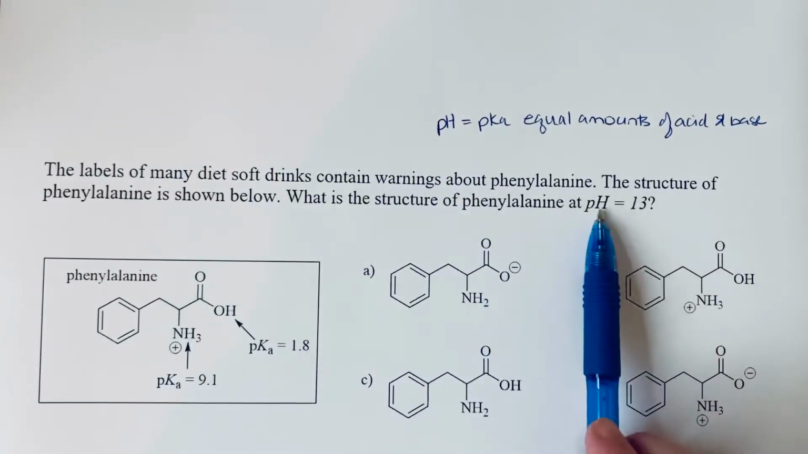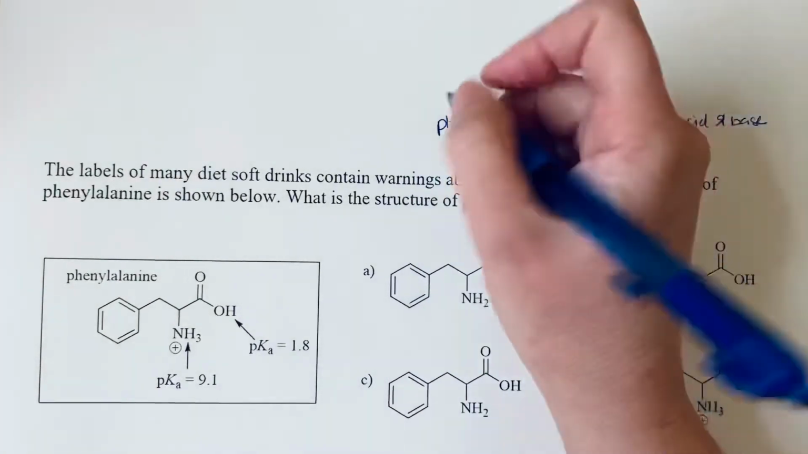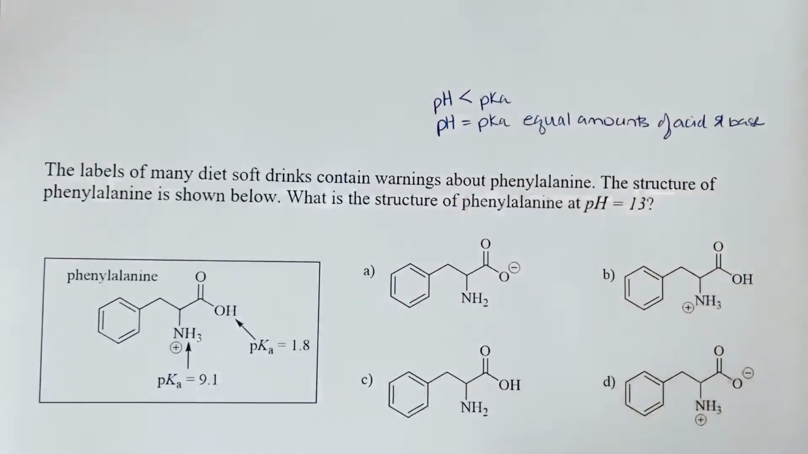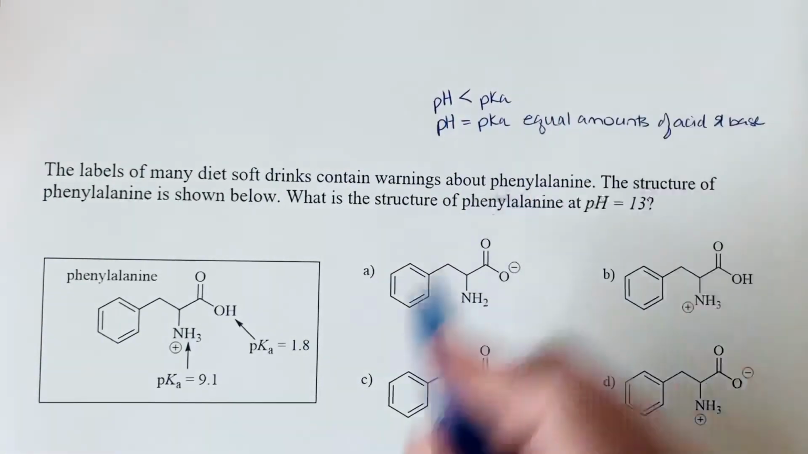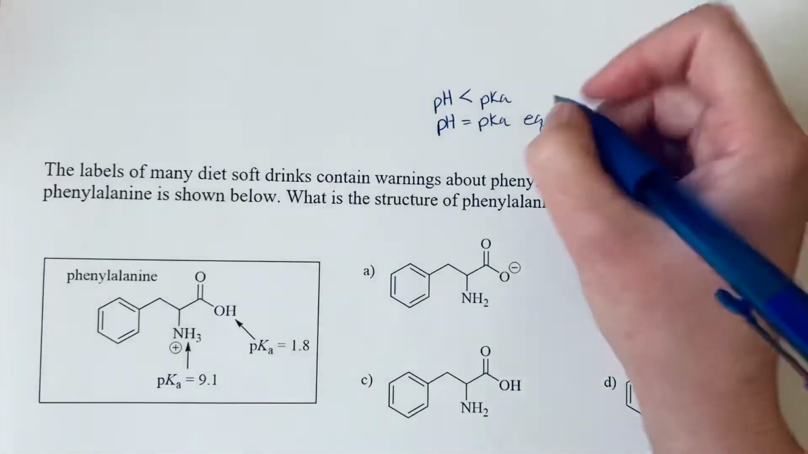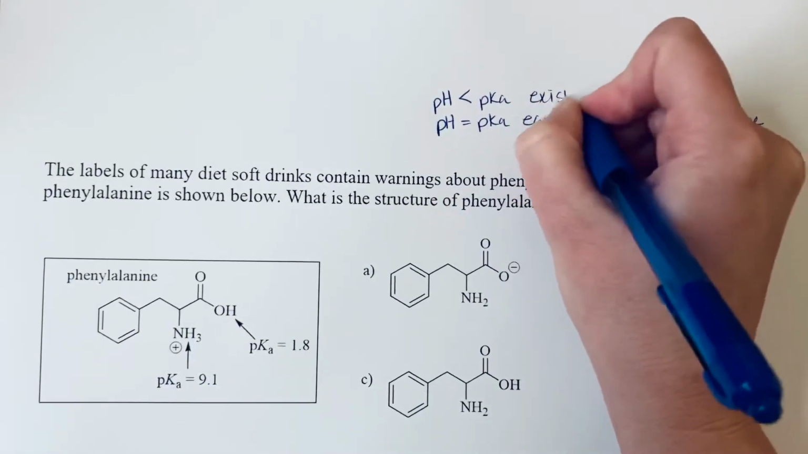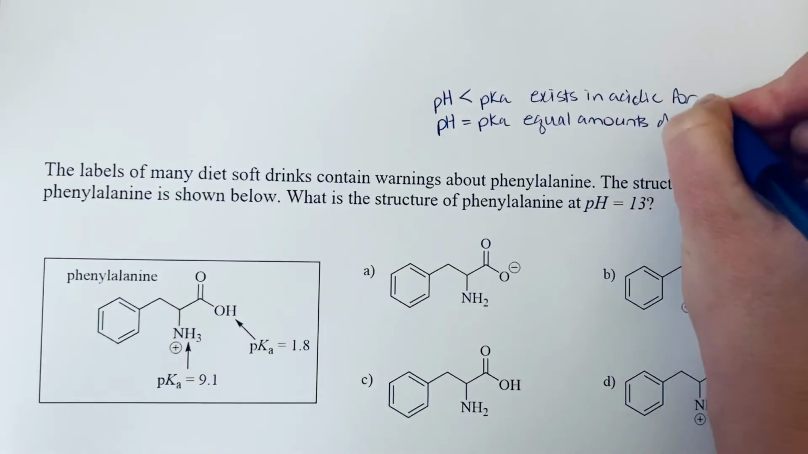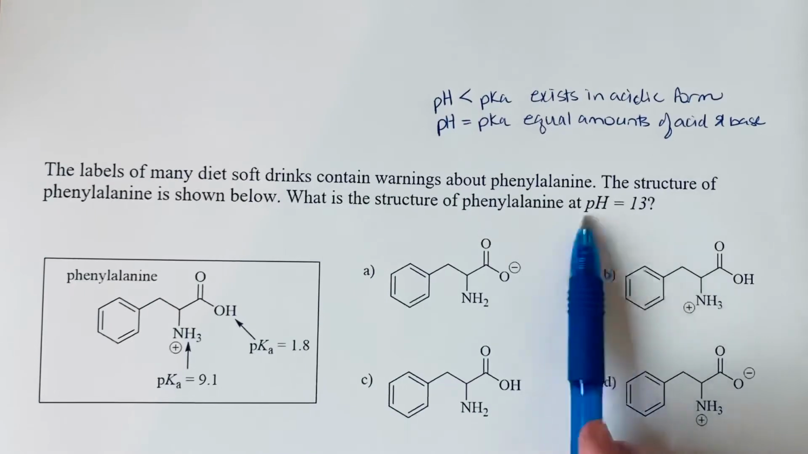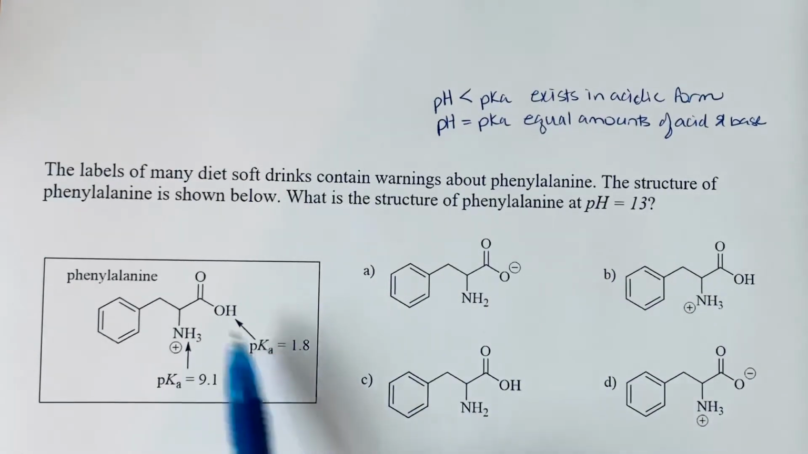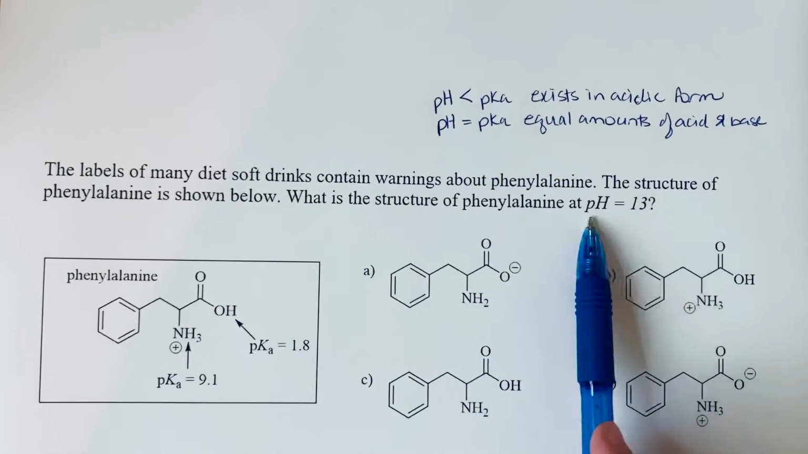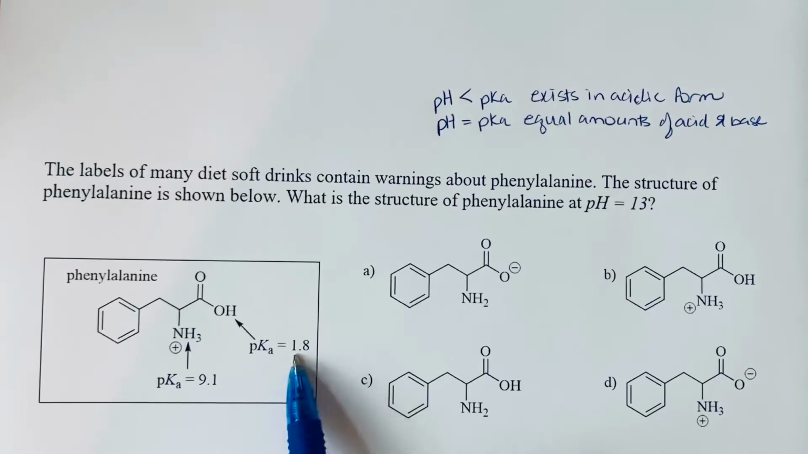So what we're doing here, we want to take this a little bit further and know that if the pH is less than the pKa, so if the solution is more acidic, most of your molecule is going to exist in its acidic form. So that means if the pH of our solution was lower than 1.8, we would expect to see the carboxylic acid protonated as it's drawn here. At any pH above this number, above 1.8, we would expect it to be deprotonated, okay?